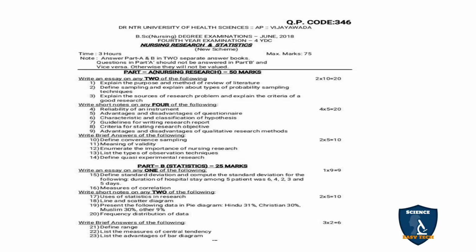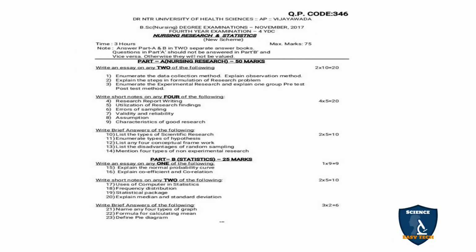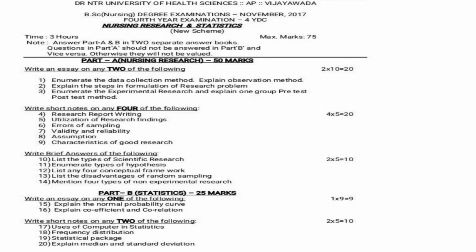So this question paper is June 2018 question paper. Next question paper is November 2017 question paper. So nursing research, here it's 50 marks of essay question. Enumerate the data collection method, explain observation method. Second question, explain the steps in formulation of research problem. Third question, enumerate the experimental research and explain one group pre-test post-test method.